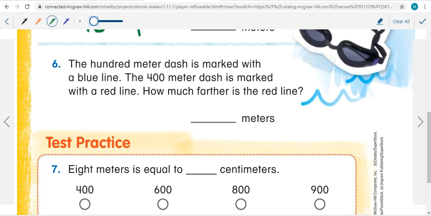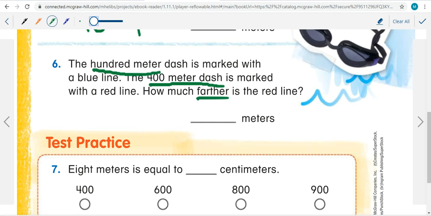The 100-meter dash is marked with a blue line. The 400-meter dash is marked with a red line. How much farther is the red line? So we are going to show the 100-meter dash is only 100 meters, and there's another 400-meter dash which is marked with a red line. How much farther is the red line?